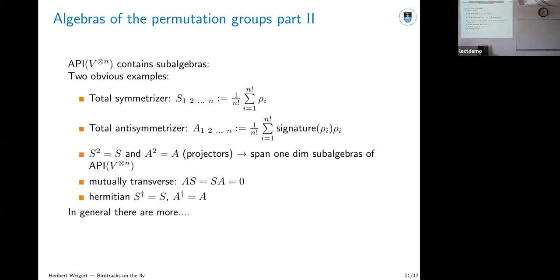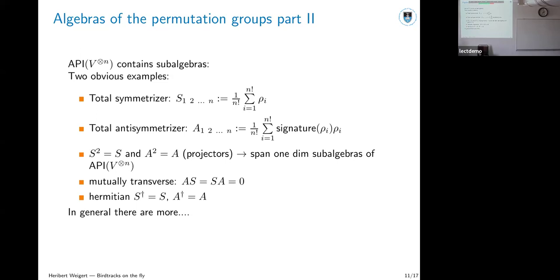There's another obvious one, the total antisymmetrizer, where you also add all of them up, but you flip the sign depending on whether the permutation is an even or an odd permutation, whether you can factorize it into an even or an odd number of transpositions, pairwise exchanges. That's pretty easy. And that thing also is a permutation operator. It antisymmetrizes it, right? It means that once you've applied this to a tensor, swapping a pair of indices always gives a sign.